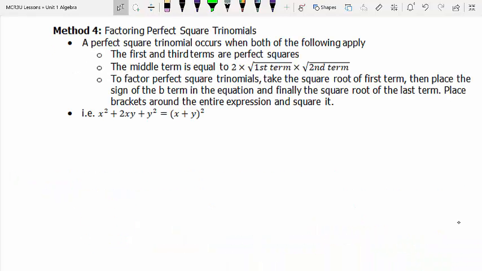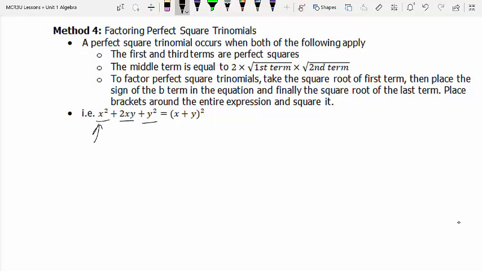We are done. Okay, the last method that we're going to go over is called factoring perfect square trinomials. The way that you determine if something is a perfect square trinomial is as follows. So first of all, make sure it's a trinomial. Make sure you have 3 terms. Okay, 1, 2, 3. Second of all, make sure the first and third terms are perfect squares.